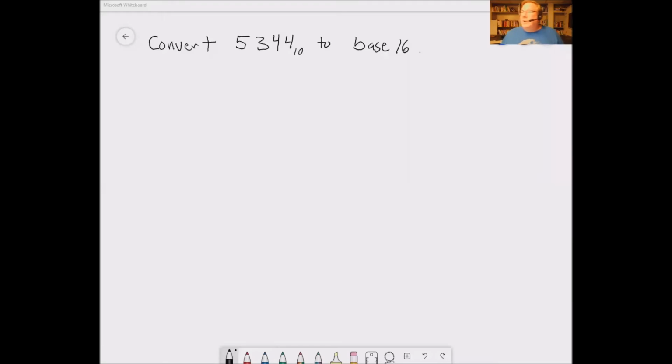So this is it right here. It's 5344 base 10 to base 16. The official way of doing it is first to figure out what your first several base 16 slots are. We always start with ones, which you can think of as 16 to the 0 power, but I think of it as ones. And the way we go from every slot to the next bigger slot is we multiply by 16s.